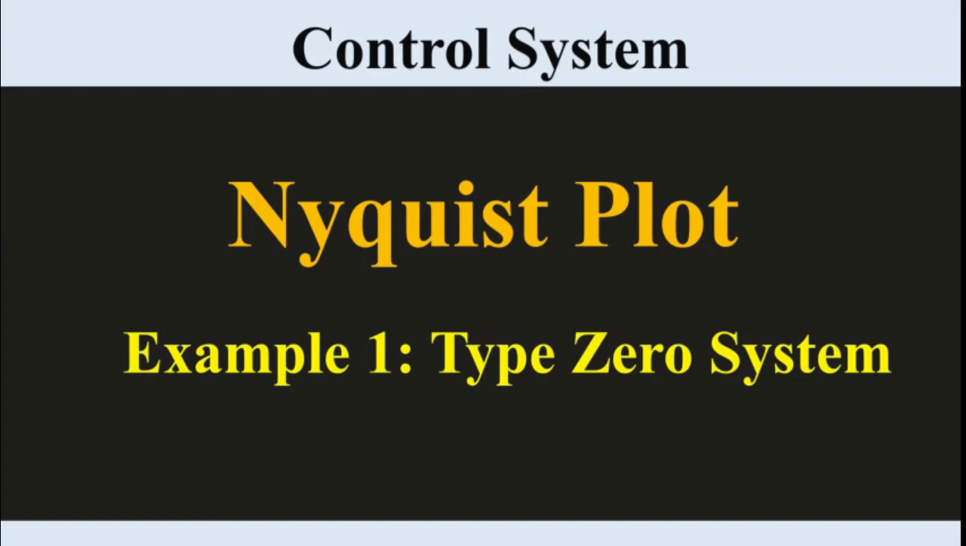In this particular video, we will learn how to draw a Nyquist plot for a type 0 system, in particular example number 1.